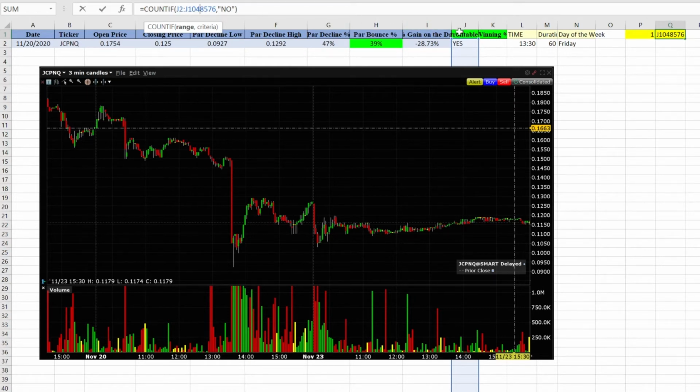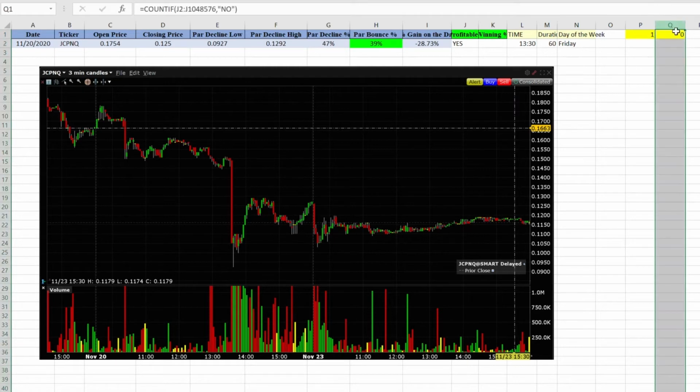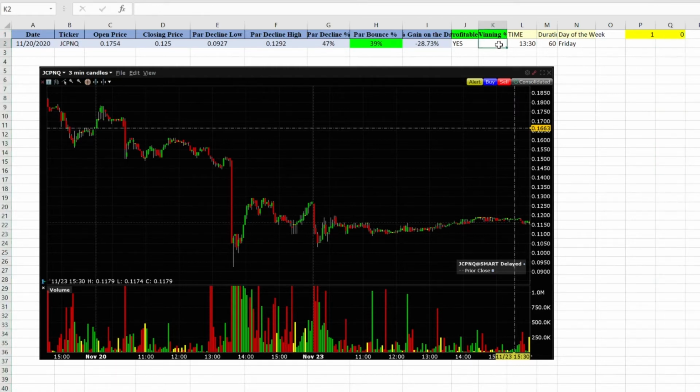We say range from J2 to J100, 4,000. No, well, I can't read this number. Anyway, no statements, I have 0. Oops. And, oh crap, winning percent. I don't have it written down, but okay, let's just do it together. So we need to calculate what our winning percentage is for this strategy. So we say equals.